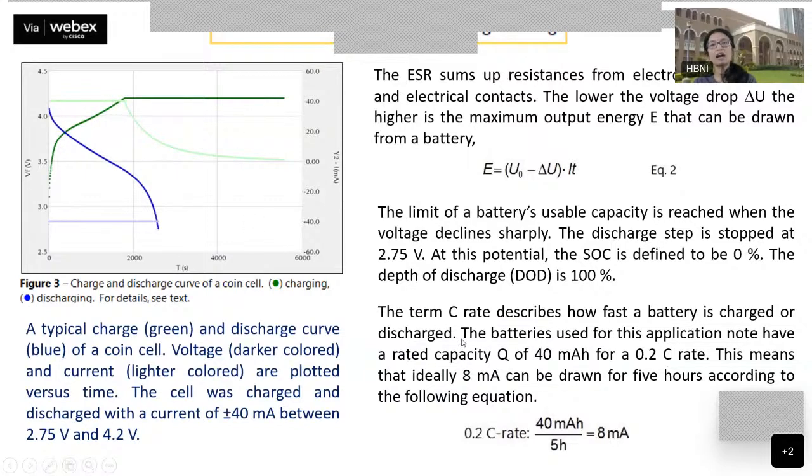So for this particular battery, whenever we say we are having a capacity of 40 milliampere hour and the C rate is 0.2 C, then it essentially means that for 5 hours, or every hour, 8 milliamperes of current can be drawn from this particular battery.